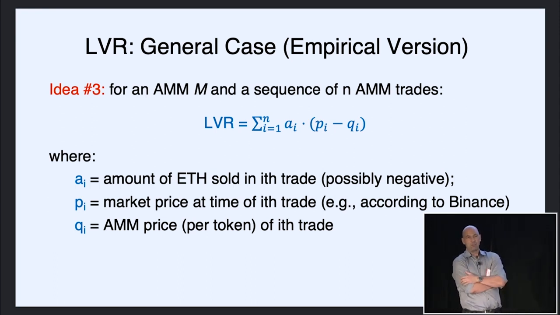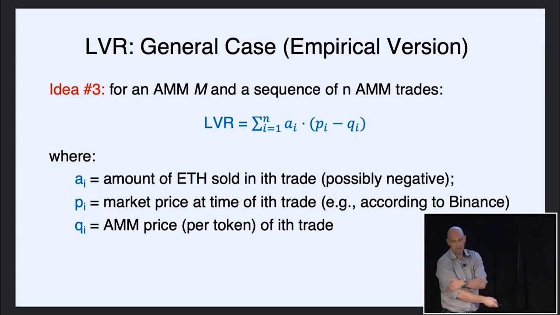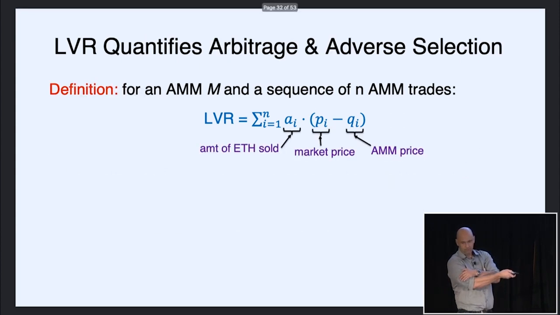So you're going to, for example, be picking up lever whenever A_i is positive. That means that you're selling. And if you're selling at too low a price, if Q is less than P, you're going to pick up some lever. Similarly, if you're buying and P is less than Q, you're also going to pick up some lever. This depends on the AMM because different AMMs will be quoting different Q_i, different prices, given a fixed quantity. Given an A_i, different AMMs will give you different Q_i. So that's lever in general.